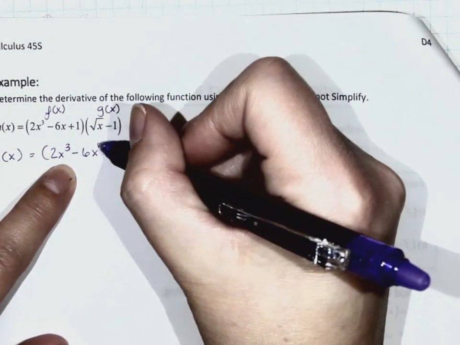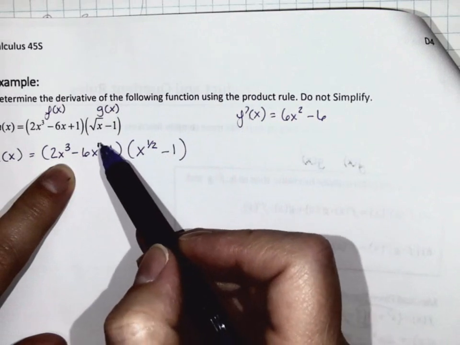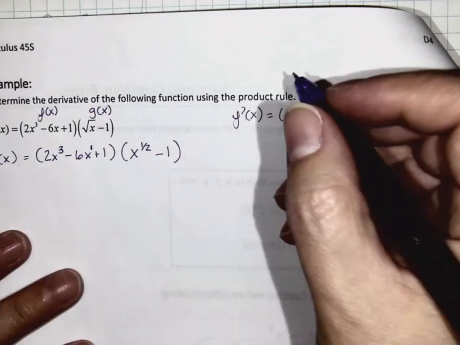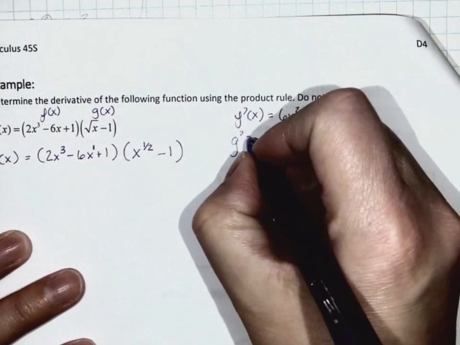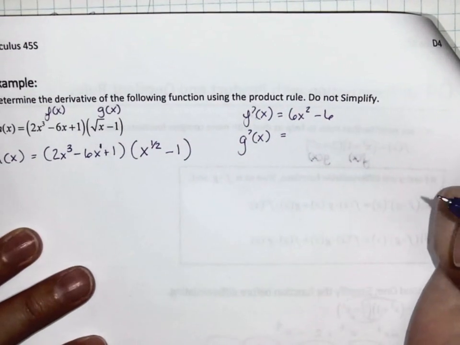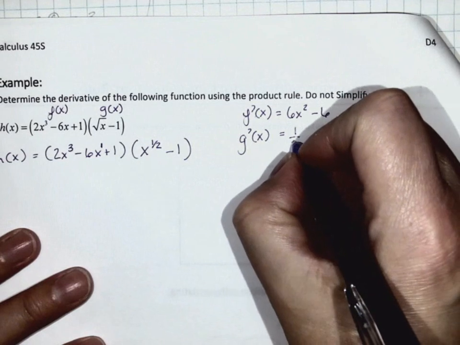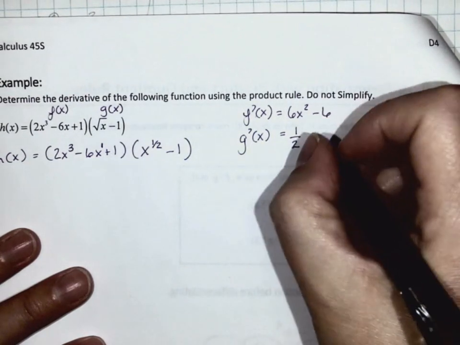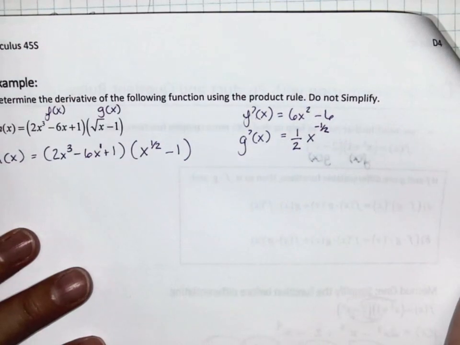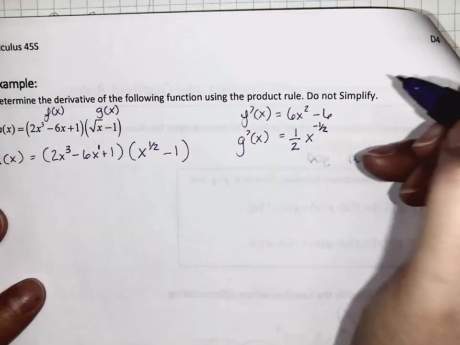This one has an exponent of 1. So 1 times negative 6 is negative 6. If I reduce this to a 0, x just kind of goes away. It becomes a 1, so we're all good. And if we do the derivative of the g of x function, right? That's it.